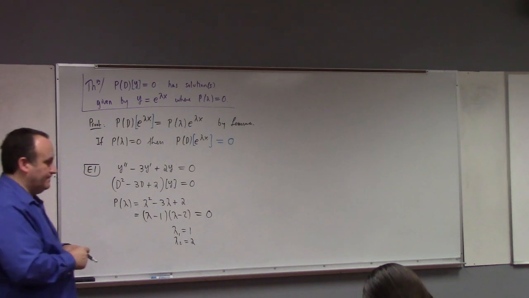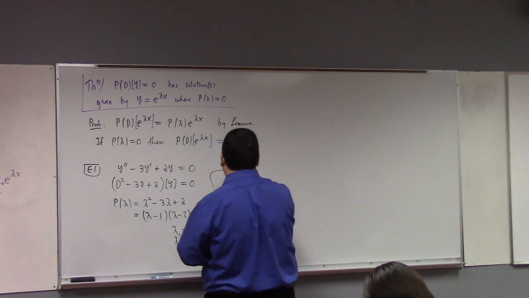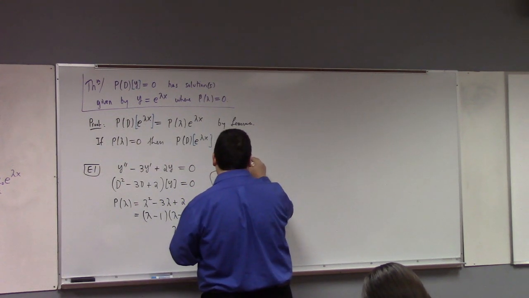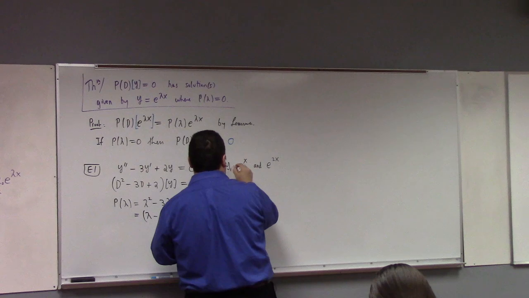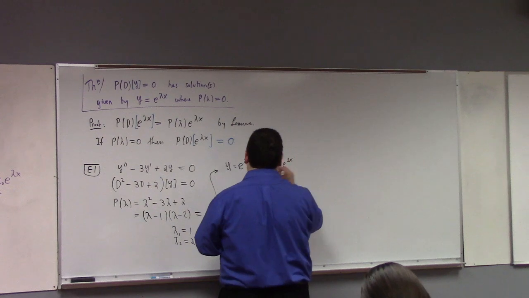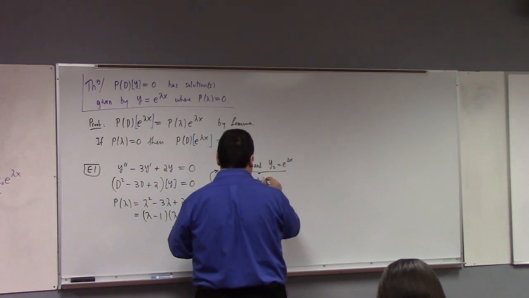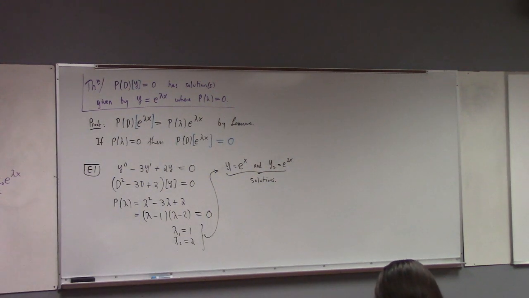So what does that all tell me? That tells me that I have e to the x and e to the 2x. Let me call those y1 and y2. These are solutions. But this is a second order problem, so the theory we just went through tells us that I can write down the general solution now that I have these two. Is it clear those are linearly independent?